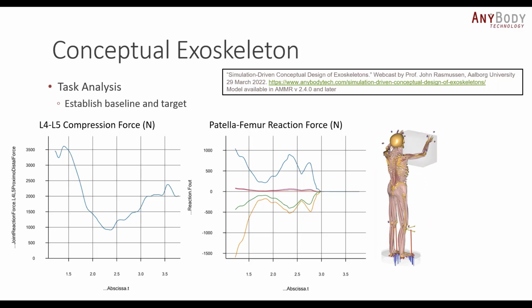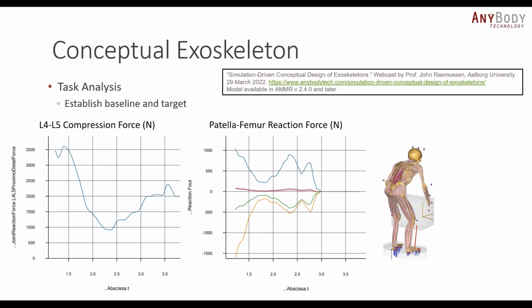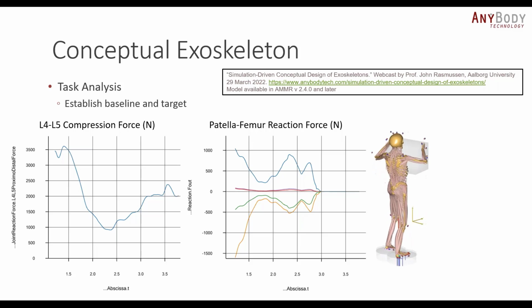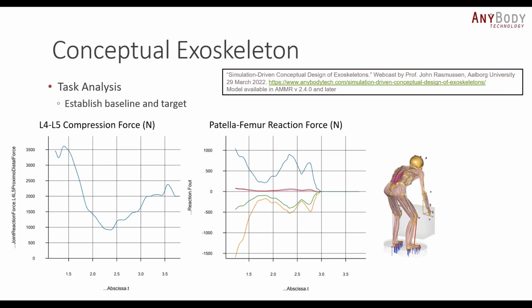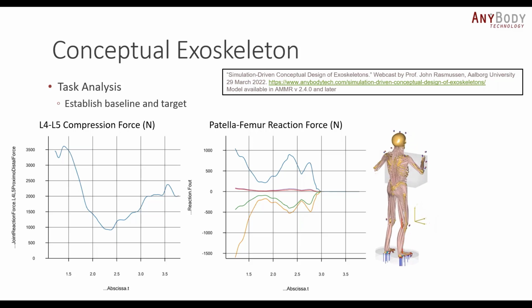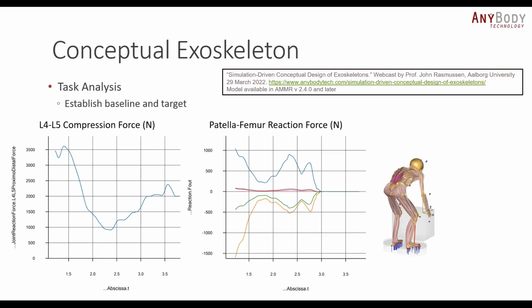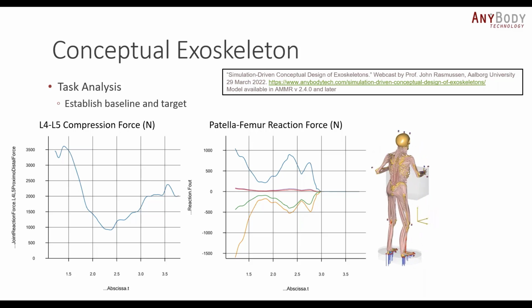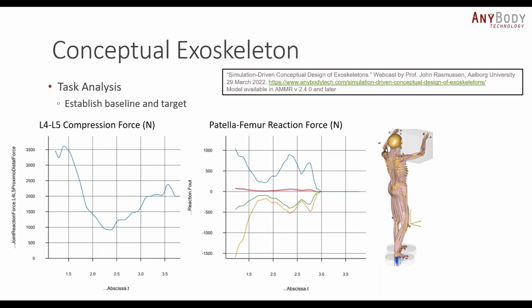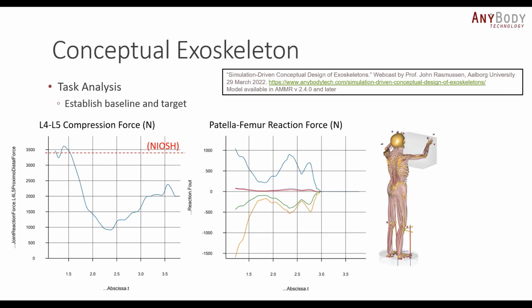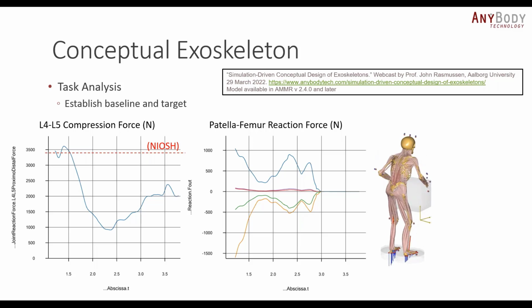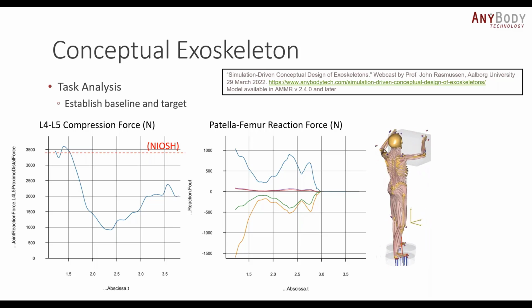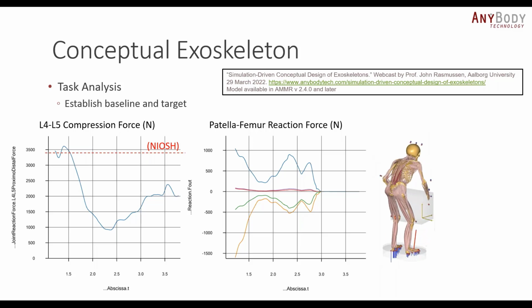What Professor Rasmussen talked about in this webcast on conceptual exoskeletons is how you can go about establishing a baseline and a target load for the assistive device. So in this example of a box lifting activity, we normally look at the lumbar loads, which are well known to be a very critical point or stress factor in this kind of activity. We also know the well-known NIOSH recommendations for the lumbar compression force. And then maybe you also want to look at some other body loads, such as the patella-femur reaction force.